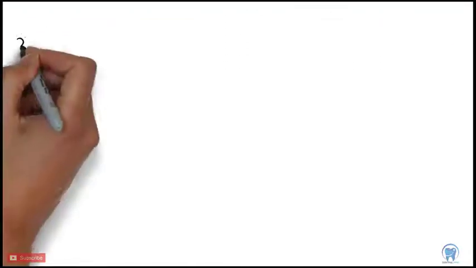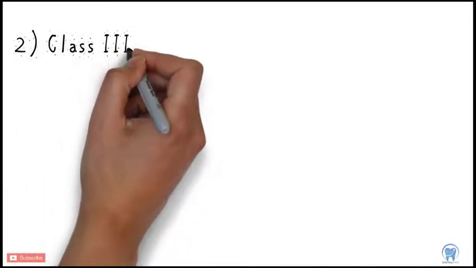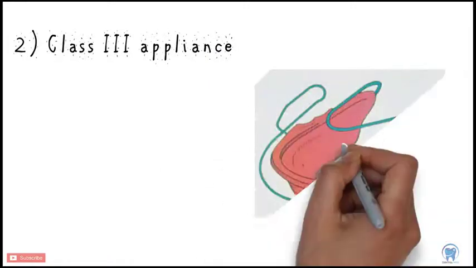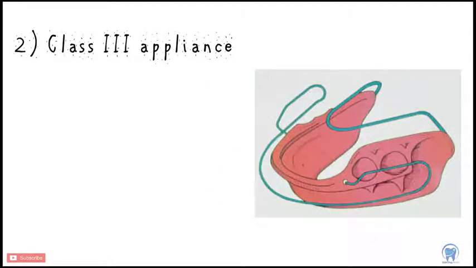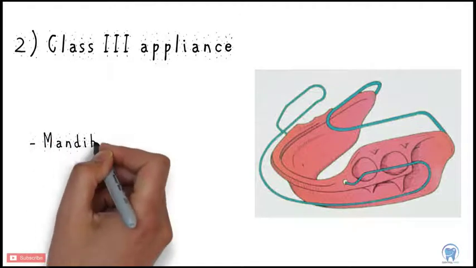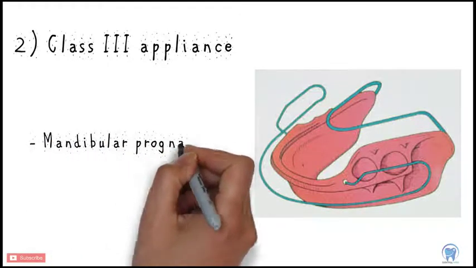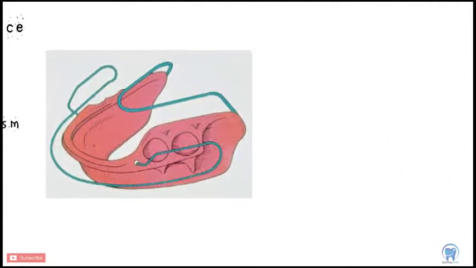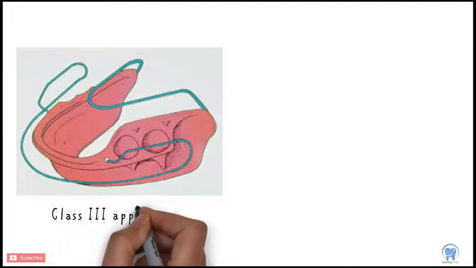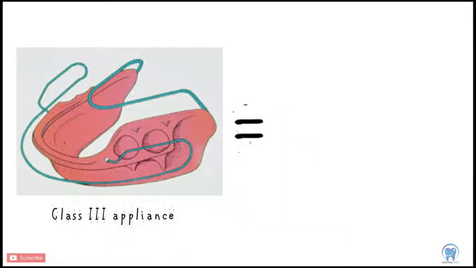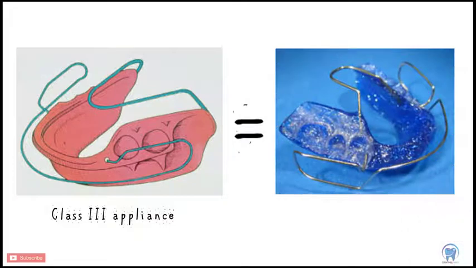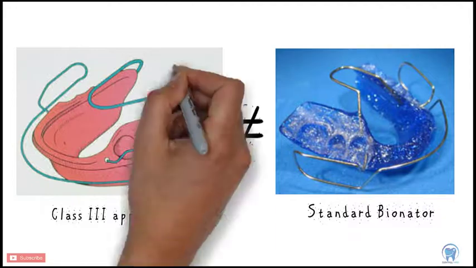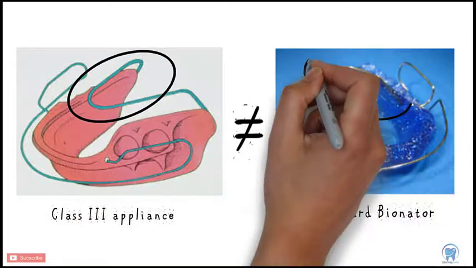The next type of bionator is the Class 3 appliance. This is a diagram showing how a Class 3 appliance looks. This type of bionator is used in mandibular prognathism. A Class 3 bionator is very similar to a standard bionator, except that the parietal arch is in the opposite direction. Here you can see how the parietal arch is in the opposite direction compared to a standard appliance.